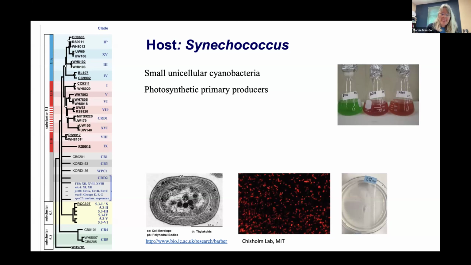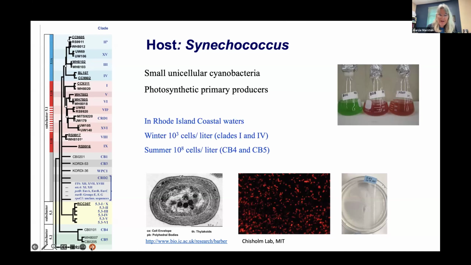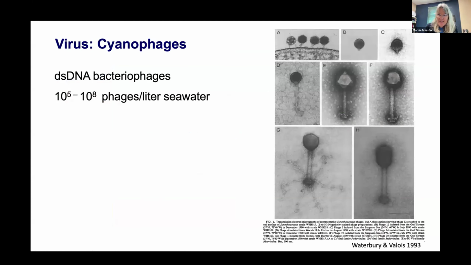You get different clades. Here in Rhode Island, in the winter, there are about 10^3 cells per liter, and the Synechococcus that are present are mostly in clades 1 and 4. During the summer, there's a lot more Synechococcus present, 10^8 cells per liter, and they're usually found in clades CB4 and CB5. Cyanophages are the viruses that infect cyanobacteria. The phages that I work with are all double-stranded DNA tailed bacteriophages, and they also vary in number seasonally, along with their hosts, from about 10^5 to 10^8 phages per liter of seawater.